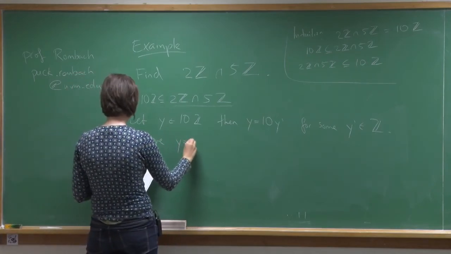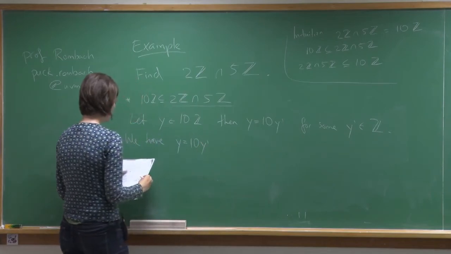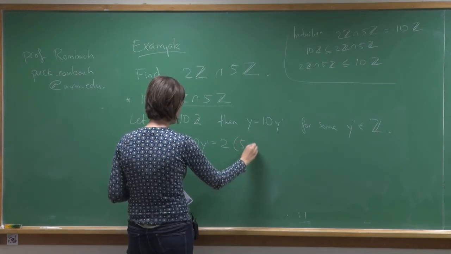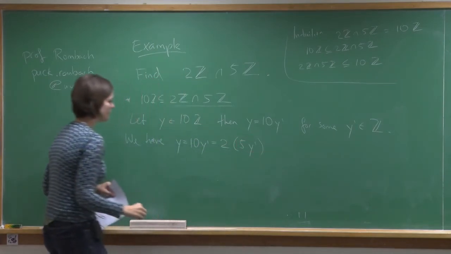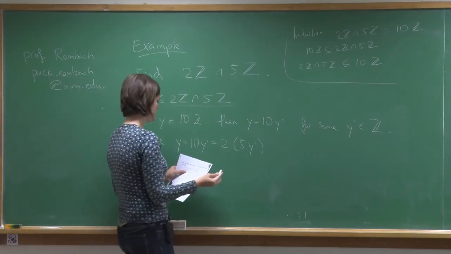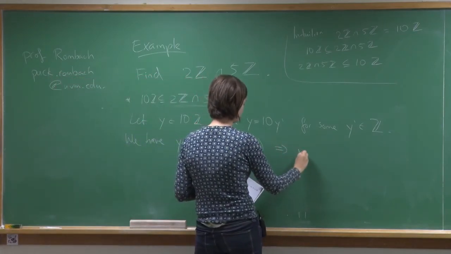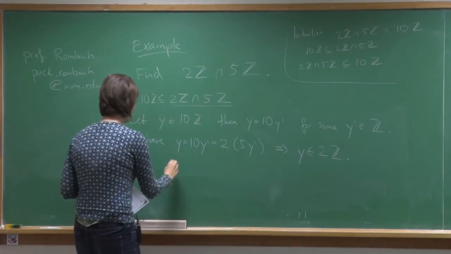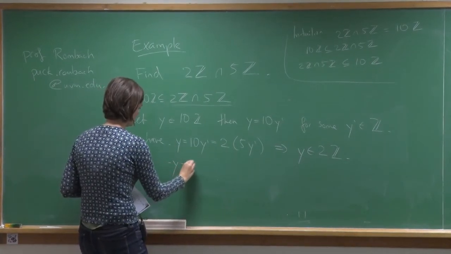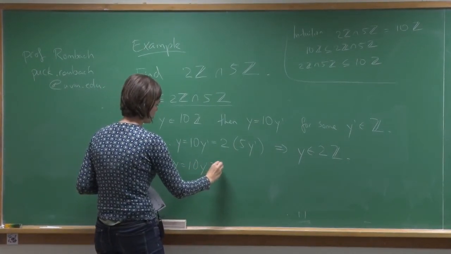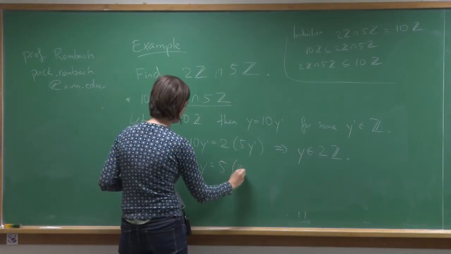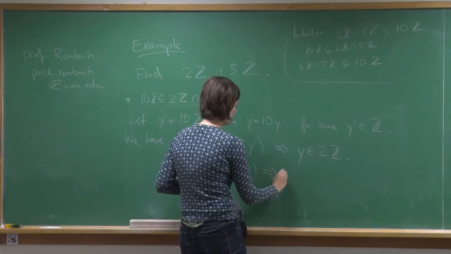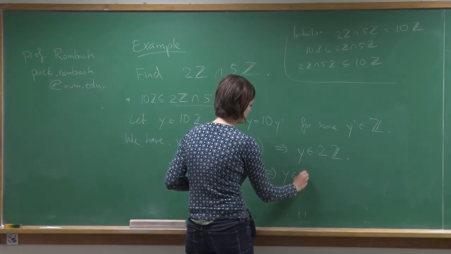And then we have that y is equal to 10 times y prime, which is equal to 2 times 5 times y prime, but of course that's an integer, so then we conclude that y is in the multiples of 2, and we can do it the other way around. y is 10 times y prime, which means that's 5 times 2 y prime, which is of course also an integer, so then y is also in the multiples of 5.